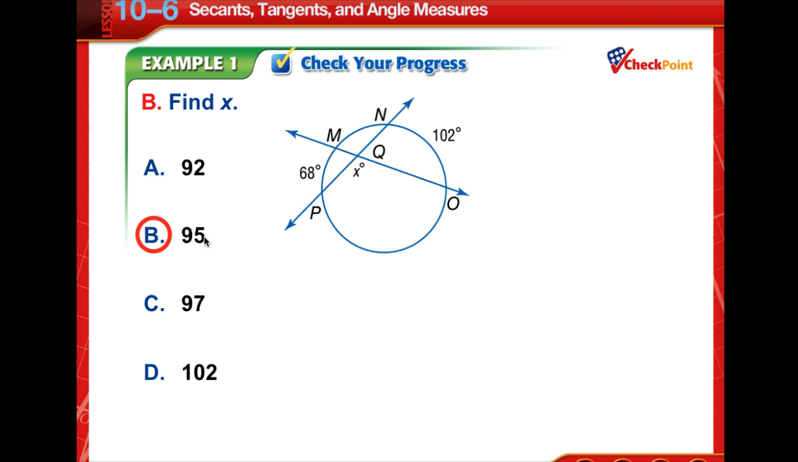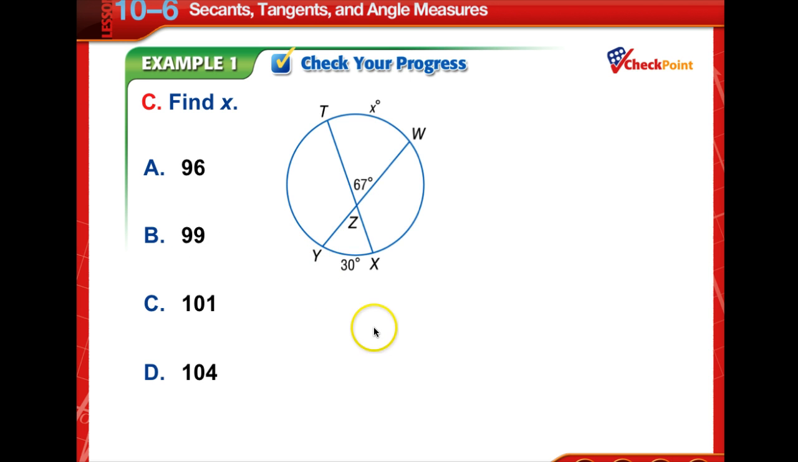Okay, one more on example 1. Find x. Pause the video, then come back and check your answer. This one requires a little more work. We know that 67 is equal to half the measurement of x plus 30. So we multiply both sides by 2 and subtract 30 from both sides. We get 104. Very good.